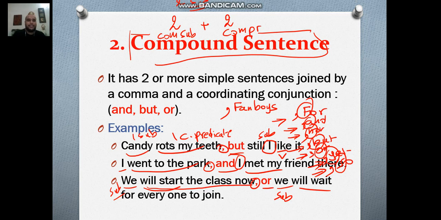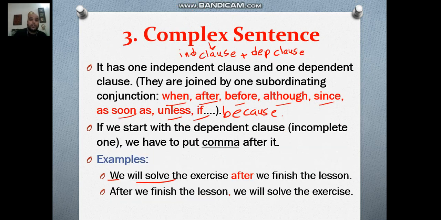That's the compound sentence. Now let's move on to the complex sentence. In the compound sentence we have one of the FANBOYS, which we call the coordinating conjunctions. In the complex sentence we have an independent clause that has a meaning by itself, and we have a dependent clause which doesn't have a meaning by itself.